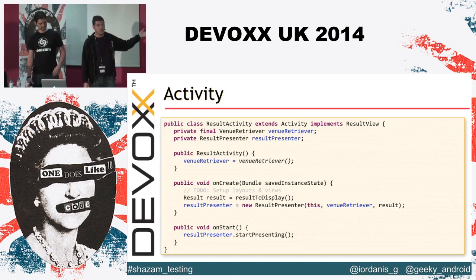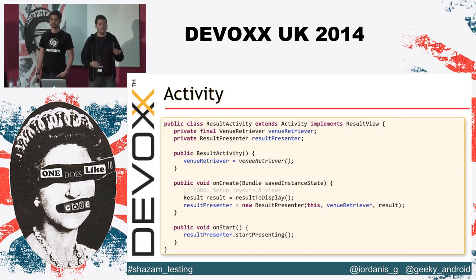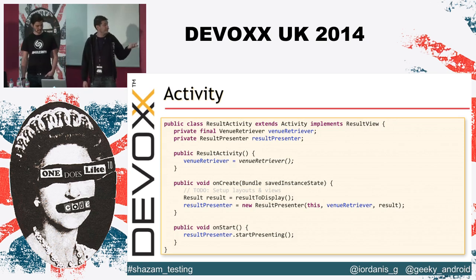And then in onCreate, which is the first callback that we receive, one of the first callbacks, we get the results. Then we construct our presenter, providing ourselves as a view, the activity, the venue retriever that we just injected, and the resulted display. And on start is where we start the presentation logic. We instruct the presenter to start presenting. Now, how does that look? Like, what does this do?